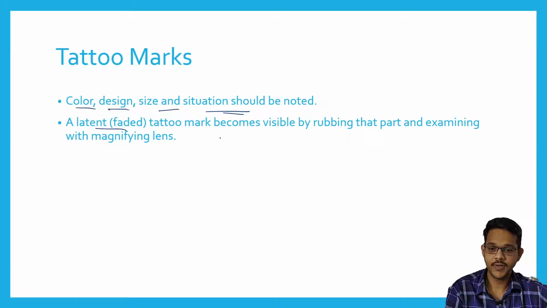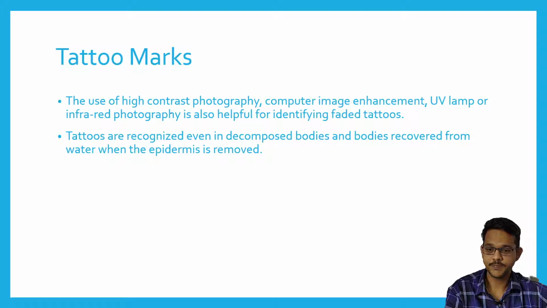Latent or faded tattoo marks become visible by rubbing that part and examining with a magnifying lens. Sometimes even latent tattoo marks can be made visible by rubbing and washing. The use of high contrast photography, computer image enhancement, UV lamp, or infrared photography is also helpful for identifying faded tattoo marks. Tattoos are recognized even in decomposed bodies and bodies recovered from water when the epidermis is removed.